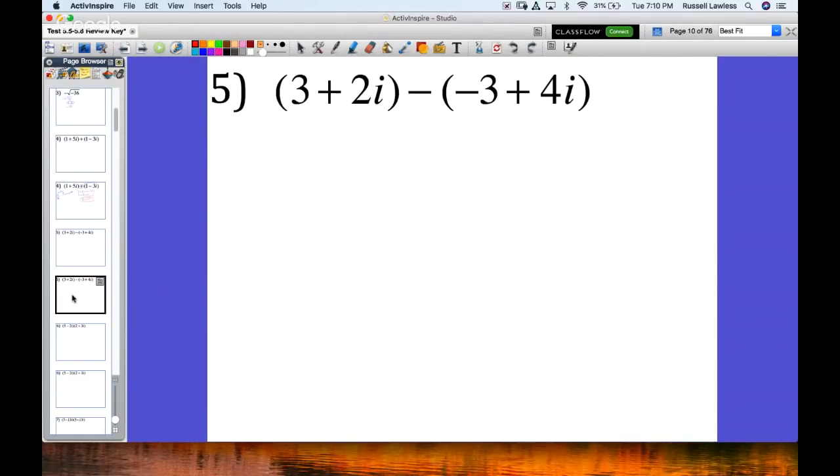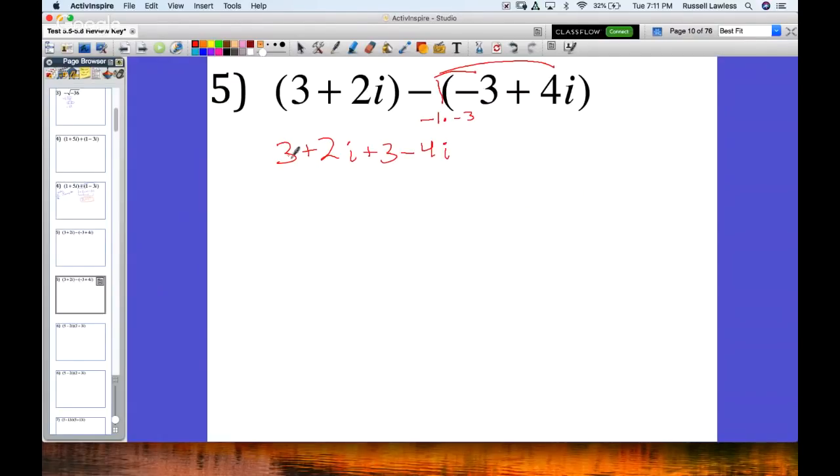Next one, rather than adding, we're subtracting. And because we're subtracting, I want to distribute the negative 1 to both of these terms. Now, nothing's happening to this 3 plus 2i. But to this one, we're going to distribute a negative 1 to a negative 3. When you distribute a value, you're multiplying negative 1 times negative 3, so that's going to give us a positive 3. And then distributing the negative 1 to that positive 4i, that's going to be a negative 4i.